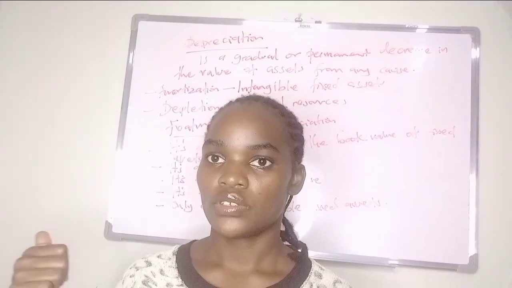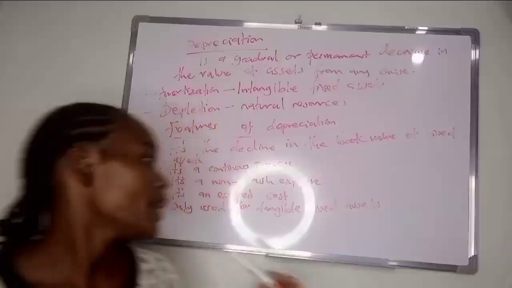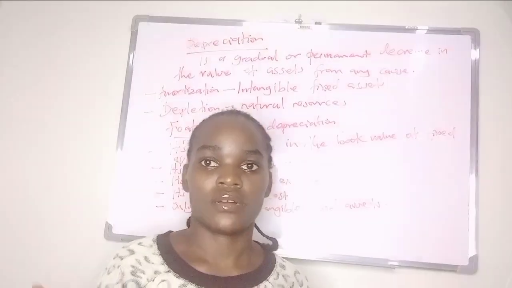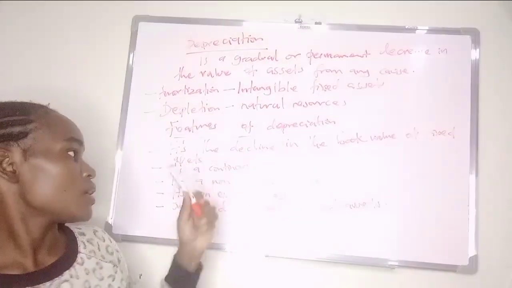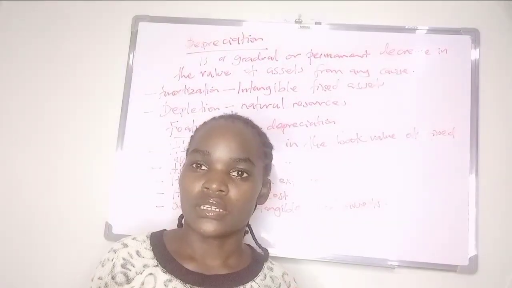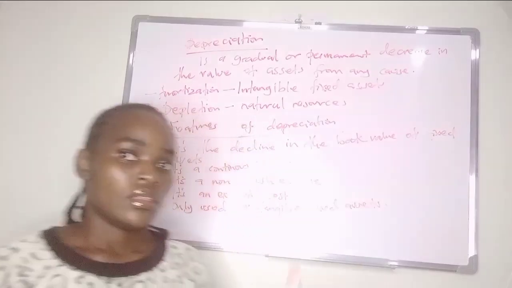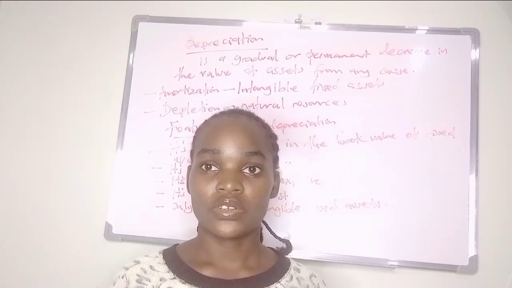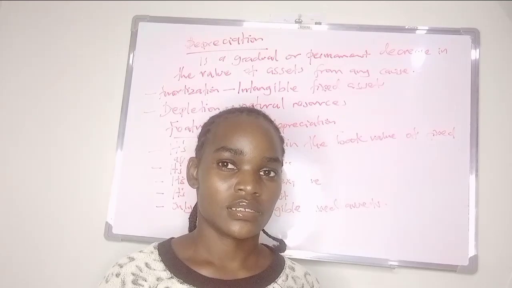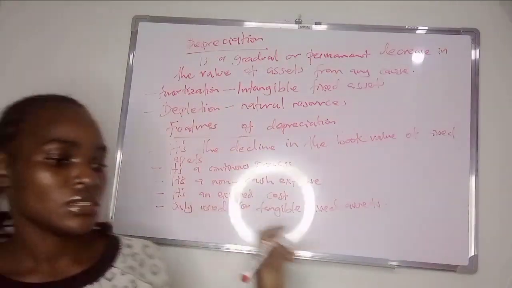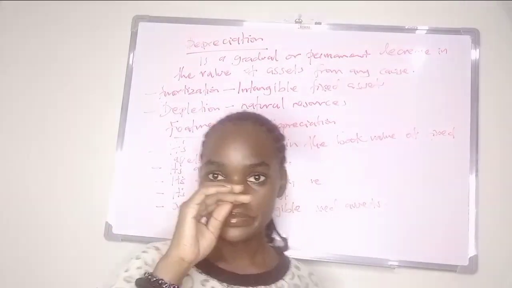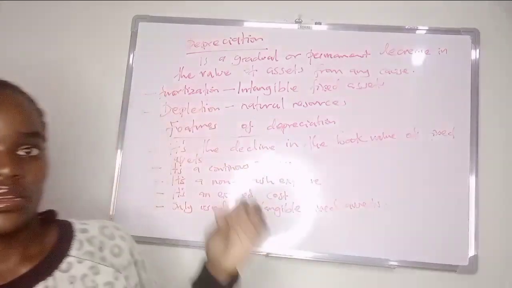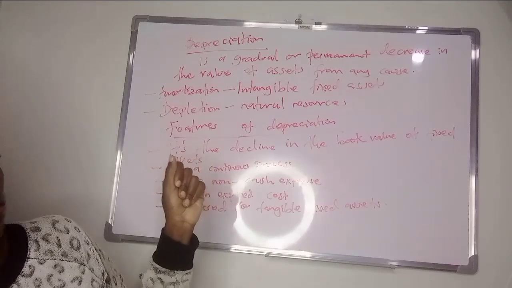So that is depreciation. Let's look at the features of depreciation or the characteristics of depreciation. First, it is a decline in the book value of fixed assets. Then it is a continuous process, continuous until the useful life of the asset is done. Then it is a non-cash expense, like cash is not going out of the business, but it is an expense. It is recorded in the profit or loss, but it's not recorded in the cash book because it's non-cash. Then it is an expired cost. You incurred the cost but a long time ago. Then it is only used for tangible fixed assets. Those are the characteristics or the features of depreciation.